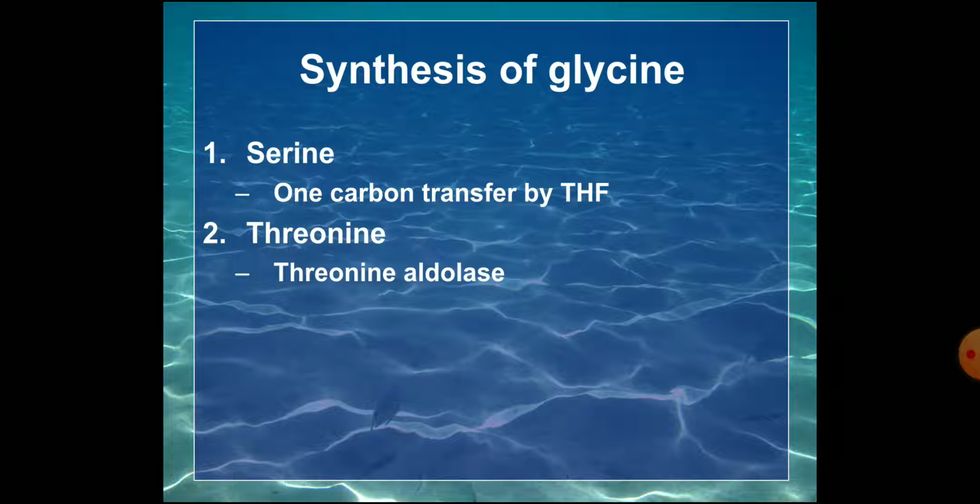Then threonine, with the help of the enzyme threonine aldolase, forms glycine. Threonine produces glycine.